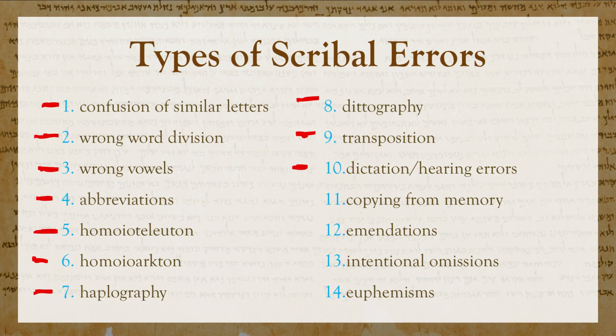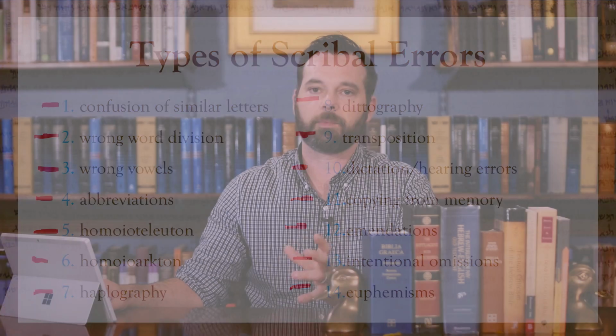You can have dictation errors. You can copy from memory instead of from the scroll in front of you. Emendations is where you correct a scroll. You're like, oh, this scribe made a mistake here. Let me fix that. Then there are intentional omissions where you leave stuff out that you thought was added in. And then there's euphemisms where you change something to make it more appropriate for reading out loud or reading in public. And that happens. All of these happen in different manuscripts all the time.